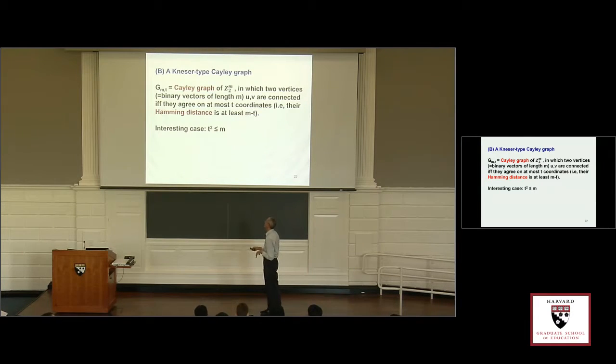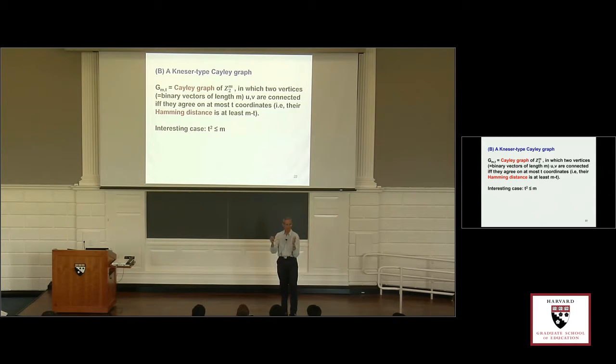And so this is the following Cayley graph, denoted here by G_{m,t}. It's a Cayley graph of an elementary abelian 2-group. So you take binary vectors of length m. These are the vertices, 2 to the m vertices. And two of them are adjacent only if they are nearly antipodal, namely the Hamming distance between them is at least m minus t. Namely, they agree on at most t coordinates. Okay?